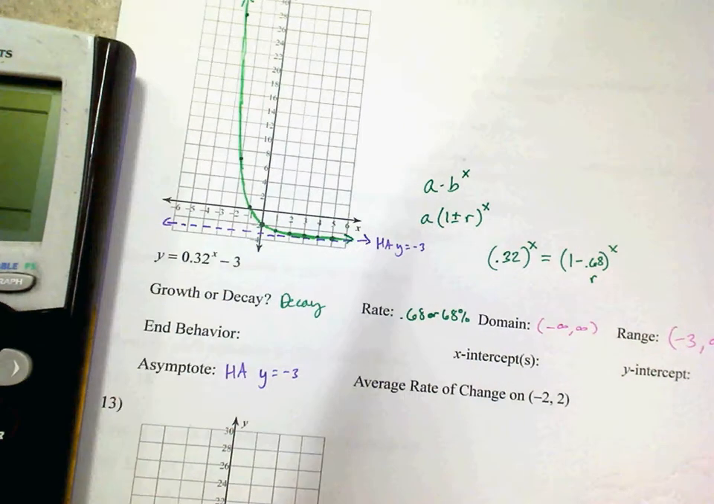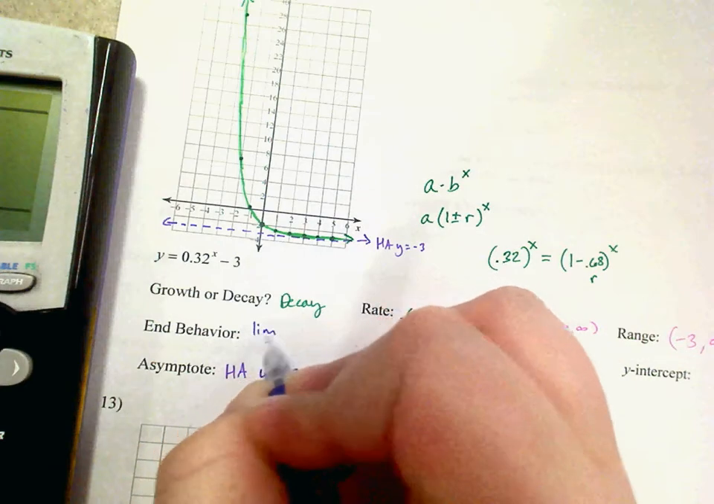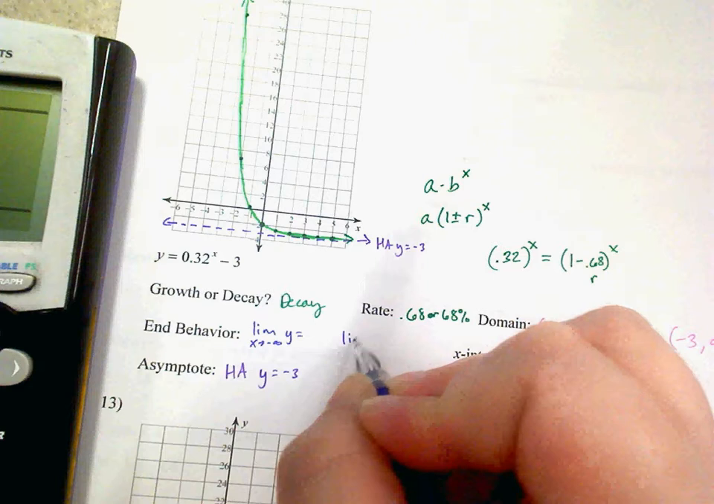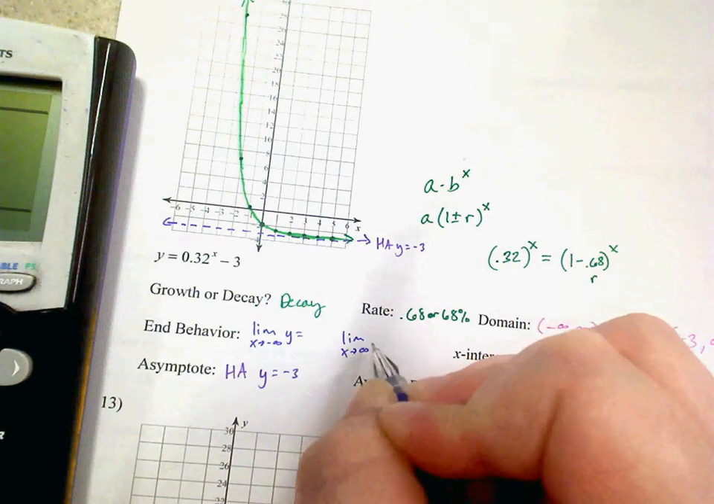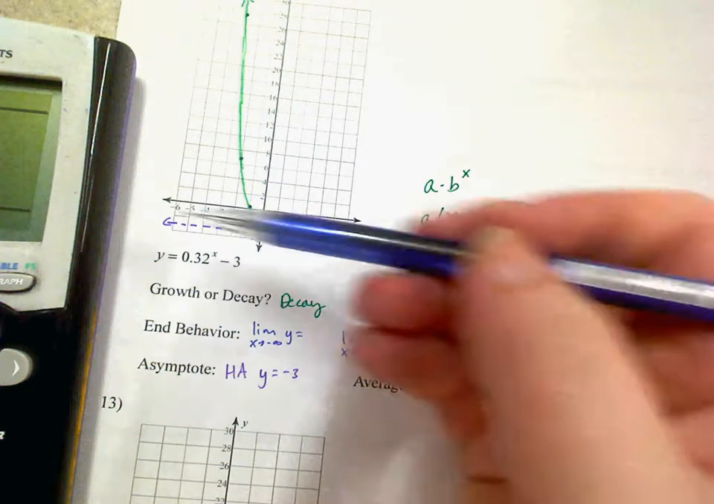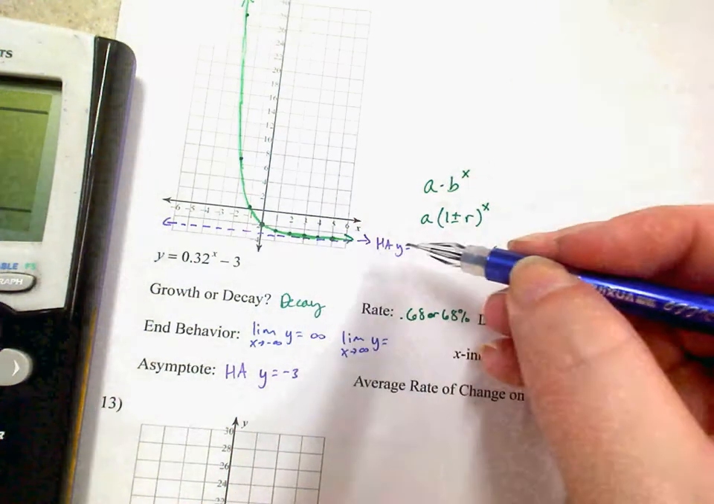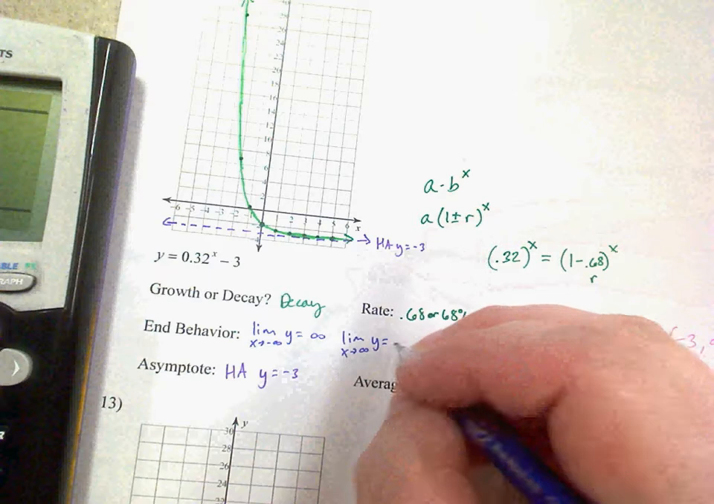Alright, end behavior. End behavior has to do with our limits. The limit as x approaches -infinity, and the limit as x approaches +infinity. So as x goes to -infinity, the function is going up to +infinity. And as x goes to +infinity, the function is leveling off to -3.